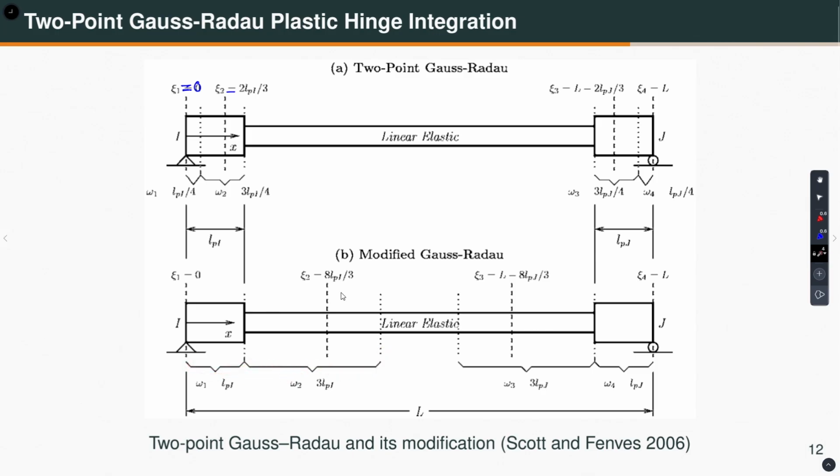Okay. So at the left end you use Gauss-Radau over a length of 4 LPI. At the right end you do the same thing, again Gauss-Radau over a length of 4 LPJ, where LPJ is the length of the plastic hinge. Okay. So that is the idea. So now your integration point has a weight that is given by the empirical equation.